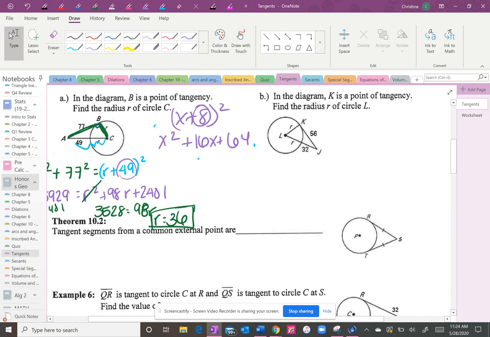Again, this is the same type of problem where it's touching is 90. So this is r squared plus 56 squared equals, this whole thing is r plus 32 squared. So I'll solve this real quick. You can check your answer when you're done.